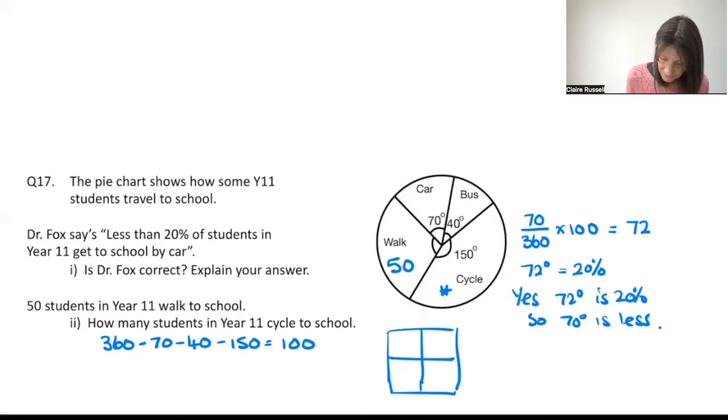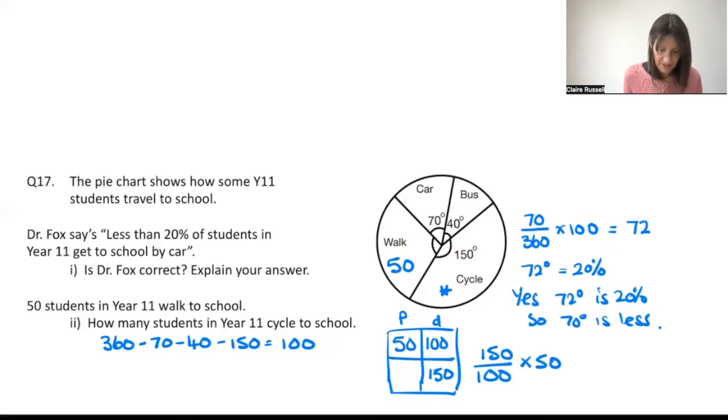So what I can now do is use my beautiful, wonderful boxes and labels and say that 50 people took up 100 degrees, okay, or 50 people walked, which was represented by 100 degrees. I want to know who cycle, which is represented by 150 degrees. So 100 is my trap number. Doesn't really matter where I put the rest of the numbers. You can have them either way around, as you know. And that's my final answer, 75.